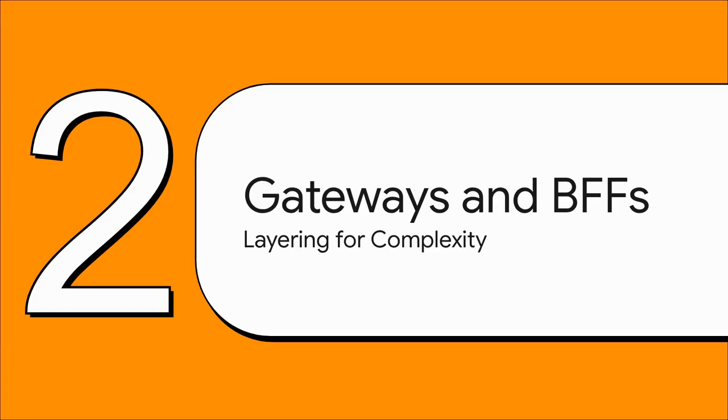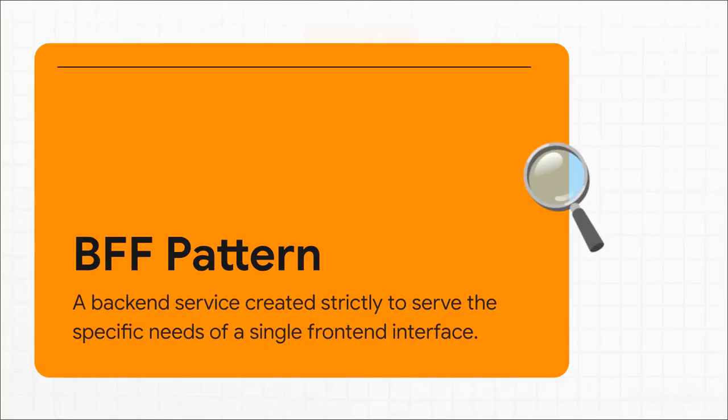That brings us to Section 2, layering gateways and BFFs. To solve that generic API problem, we enter the backend for front-end, or BFF pattern. And it's exactly what it sounds like, a dedicated backend service created strictly to serve the specific needs of a single front-end interface. Instead of a clunky, one-size-fits-all backend, the BFF acts as a specialized concierge for each specific device type. It only grabs the exact data that specific client needs, formats it perfectly, and sends it on its way.